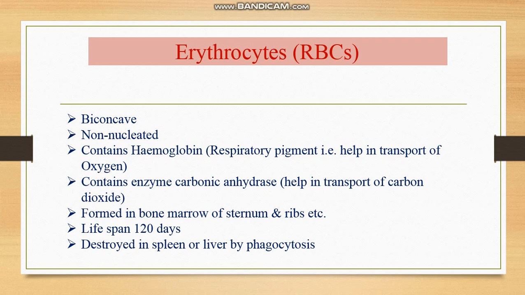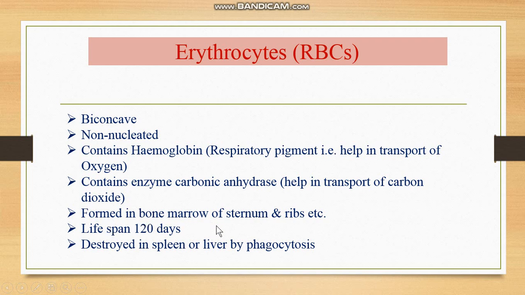Erythrocytes or RBCs are biconcave in structure. They are non-nucleated, which means they don't have a nucleus. They contain hemoglobin, which is the respiratory pigment which helps in transport of oxygen. As they don't have the nucleus, they have more space to attach oxygen molecules. They contain the enzyme carbonic anhydrase, which helps in transport of carbon dioxide, which means the RBCs are not only responsible for the transport of oxygen, but they also transport carbon dioxide as well.